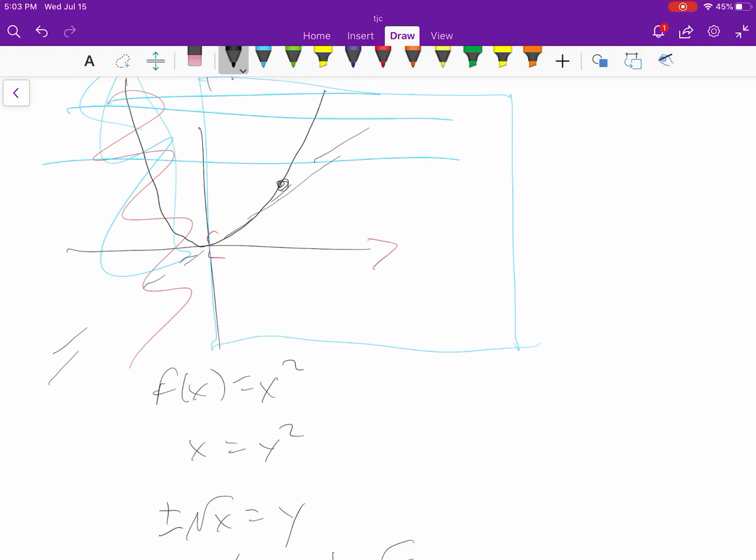And you could draw it. What's going to happen here is if you look at the diagonal, you're going to end up with an inverse that looks like that, passes through the diagonal. Okay? So that's how you can find an inverse if you limit the domain on an even function. All right.